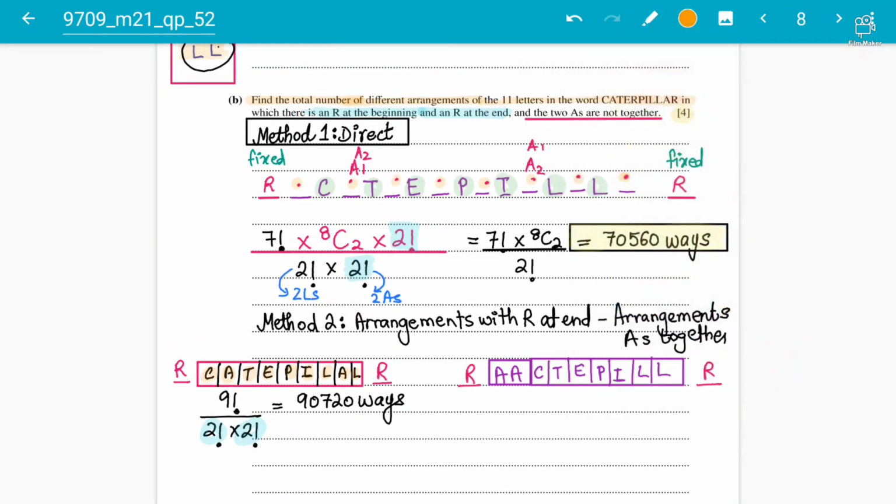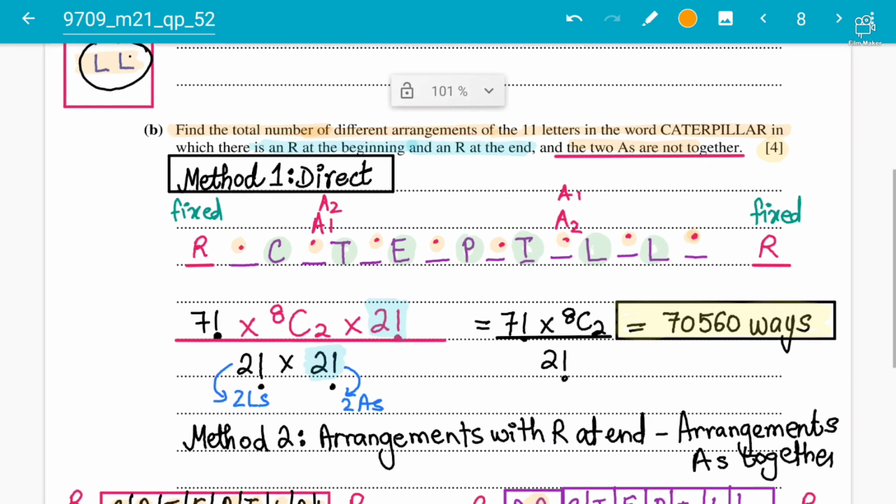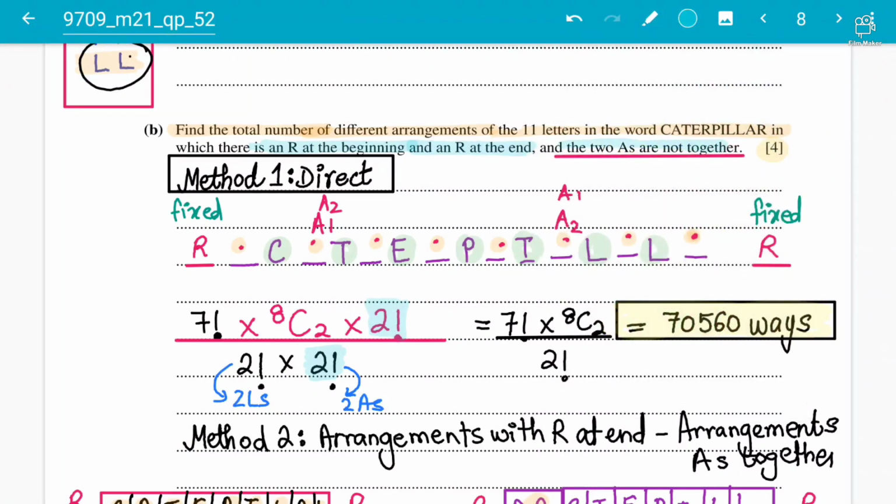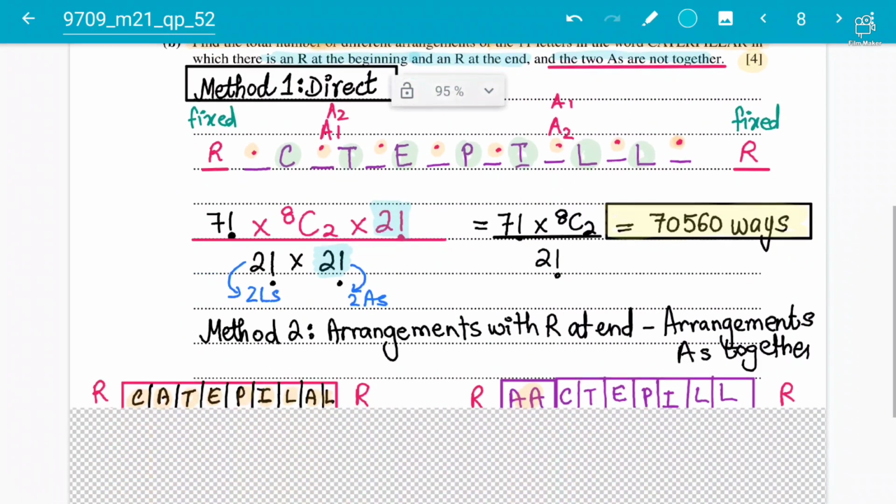Now it will be 8 factorial, because A's are going to be together, and this is the opposite of what we have to find. We need to find the two A's not together, but we are finding the opposite of that. That's why I will prefer the direct method, because the direct method is easy and not complicated in this question, but in some cases you have to go for the indirect method as well, students, okay.